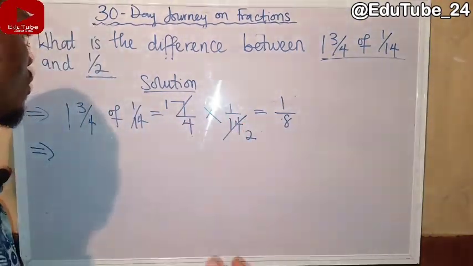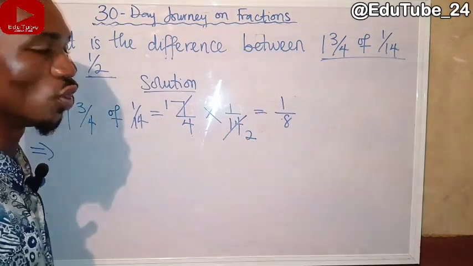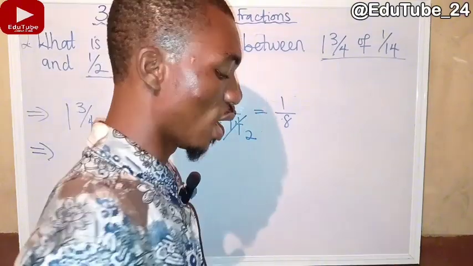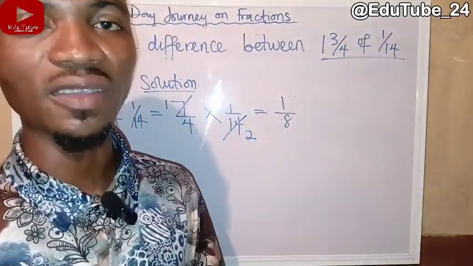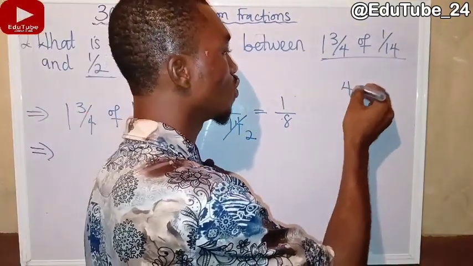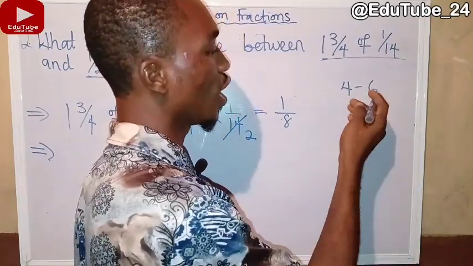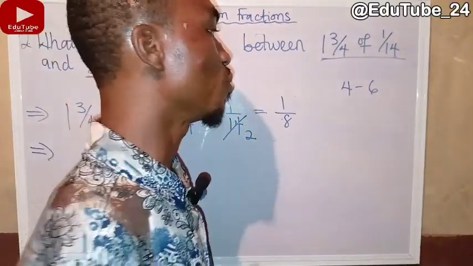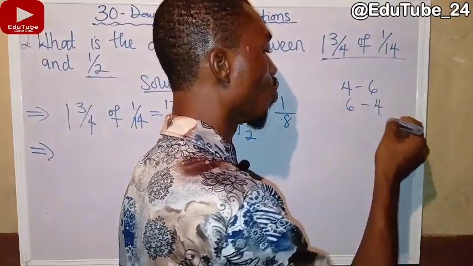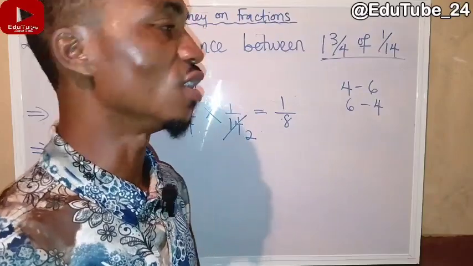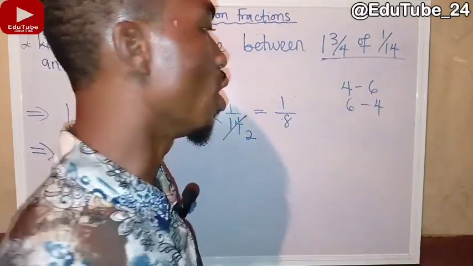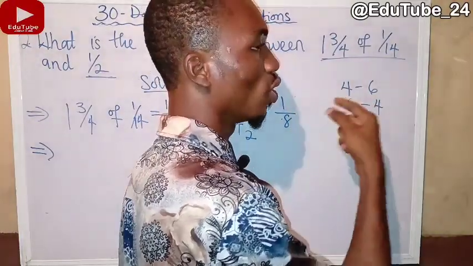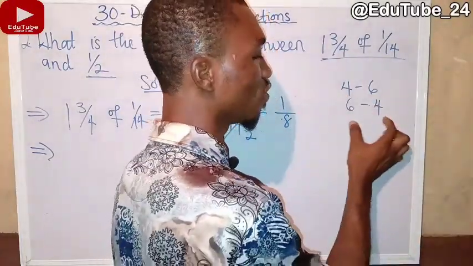Which one is bigger? Certainly, 1 over 2 is bigger than 1 over 8. When you want to subtract a number, you usually write the bigger number before you write the smaller number. When you're asked to find the difference between 4 and 6, you are not expected to write 4 take away 6. You are expected to do 6 take away 4 because you are asked to find their difference. It's a different thing from when you are asked to take away 4 from 6 or take away 6 from 4. That way, if you're told that, you just express the statement as it is said.